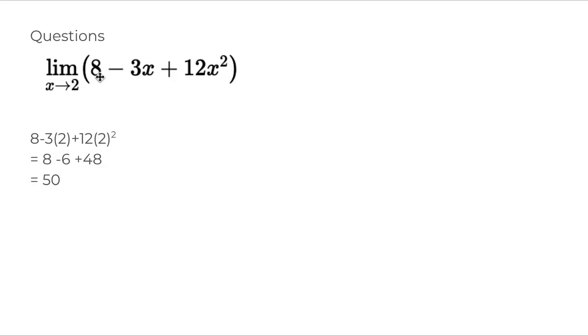Let's do a question. For a very basic question, you're given the question: limit x tends to 2, find the value of 8 minus 3x plus 12x squared. Now a limit is always defined in the neighborhood of this particular value, that is 2, right? So you're given 2 plus h, 2 minus h, right? I could write this. So this is one basic form. Just put in the values of 2 here, you'll get 50, right?